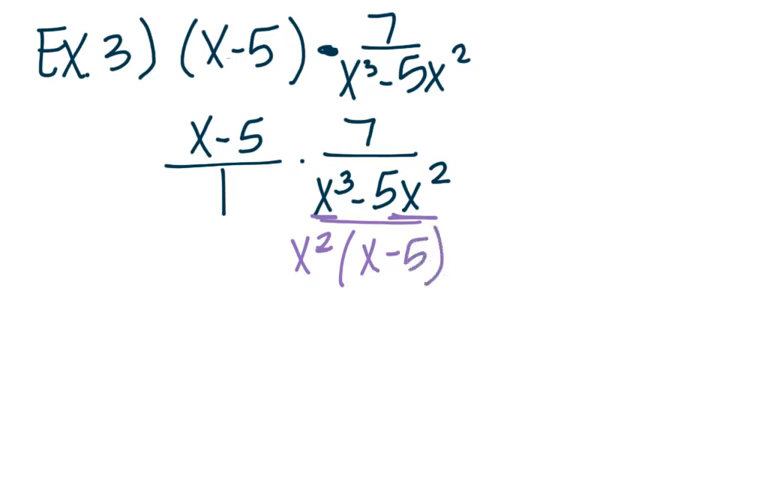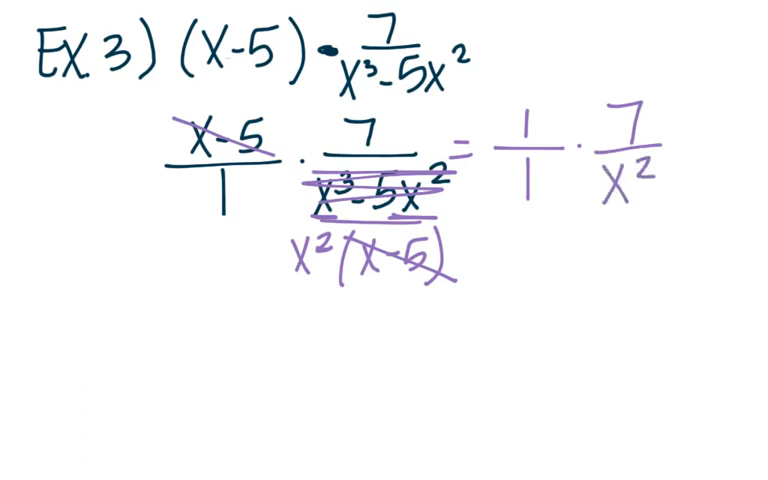What do you notice about that? Can we cross cancel anything? We can cross cancel out that x minus 5. So this is going to cancel, this is going to cancel. So we're left with 1 over 1 times 7 over x squared. So 1 over 1 is just 1 times 7 over x squared is just 7 over x squared, because we cannot simplify that anymore.